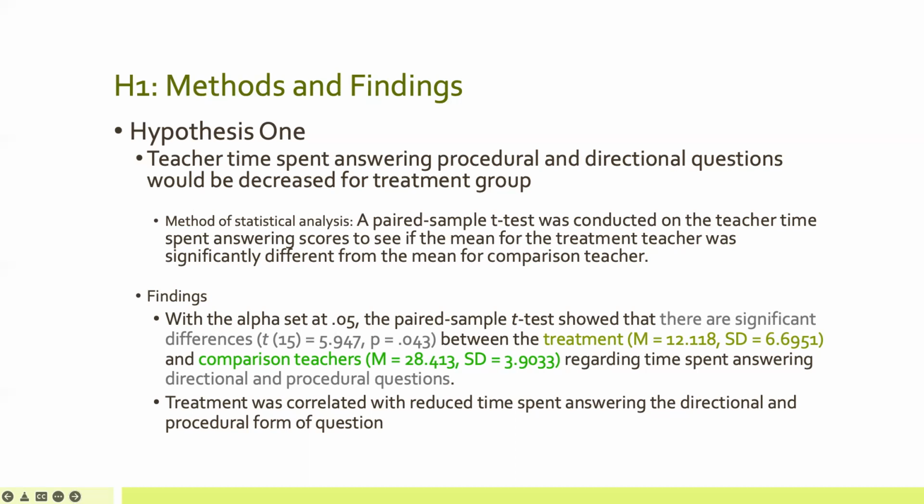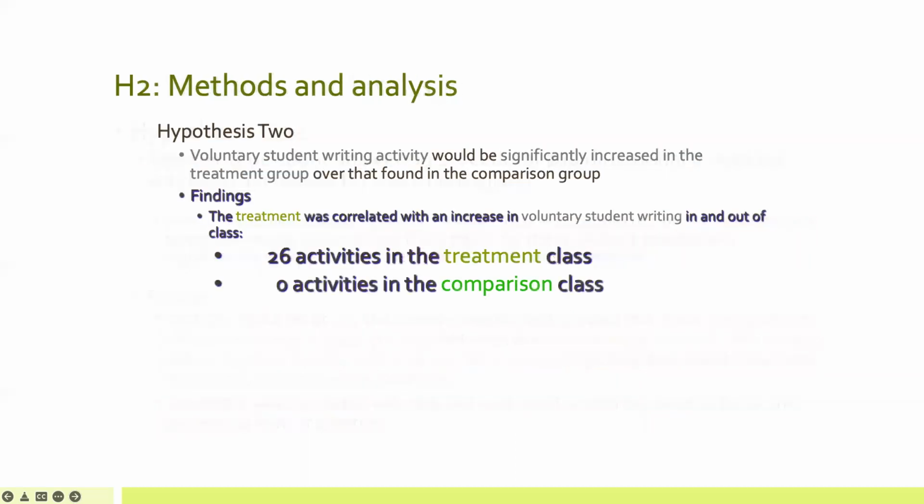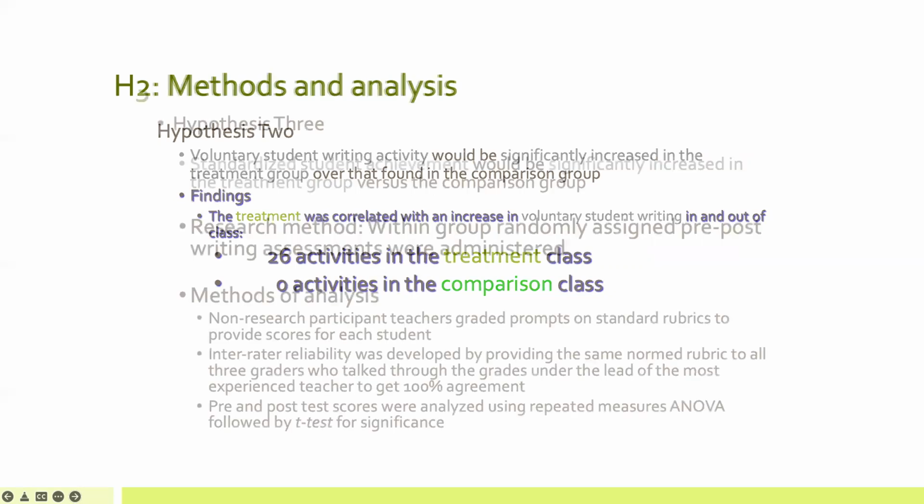So that was one of the things we hoped for. So that is one way that we can do research with it. And we had a second hypothesis that there would be more voluntary student writing activity. The comparison teacher also offered extra credit and extra writing activity that the students could do in her class. However, in the Anytown class, 26 students did extra activities versus 0 in the comparison class.